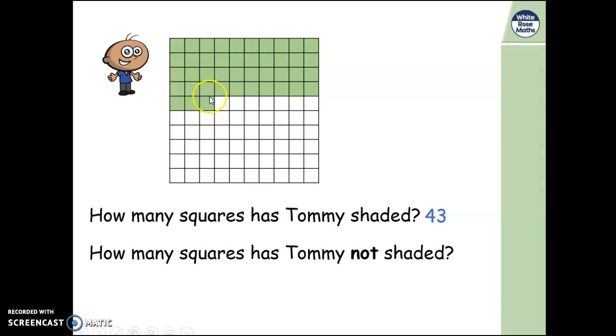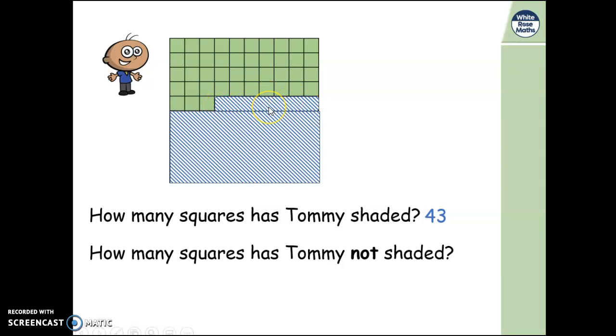So how many squares has Tommy not shaded? Now looking at this, it makes 10, doesn't it? So if we have 3 that are shaded, 3 add what makes 10? So we've got these here. So let's work out this section first.